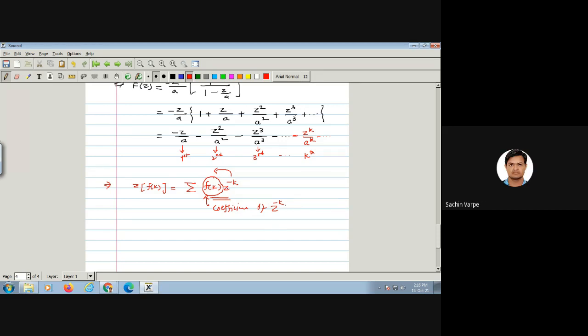If this is not clear, let us split it. Suppose, for example, the sum is from 0 to infinity. How will we split it? At 0 that will be f of 0 z raised to minus 0, plus at 1 f of 1 z raised to minus 1, plus at 2 f of 2 z raised to minus 2. What will be at k? That will be f of k z raised to minus k plus and so on, because it is an infinite summation. Is the point clear? So this f of k appears at the kth position as the coefficient of z raised to minus k. That is what I'm trying to say. Is this clear now?